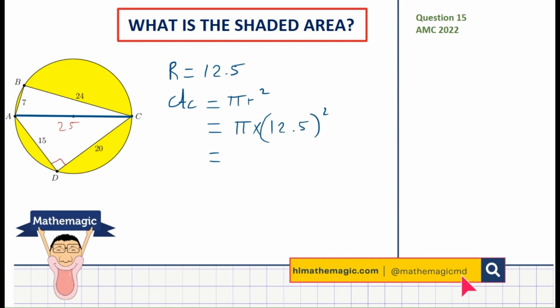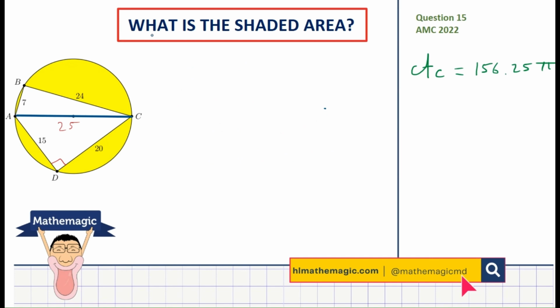So this is going to be 156.25, because we need 2 decimal points, pi. And this is the area of our circle. So now that we know that the area of our circle is 156.25 pi, we need to find the area of the quadrilateral. There is a formula you can use here. It is called Brahmagupta's theorem.